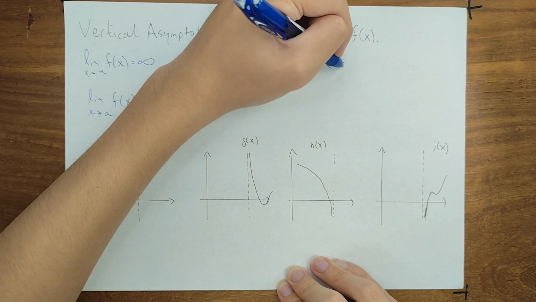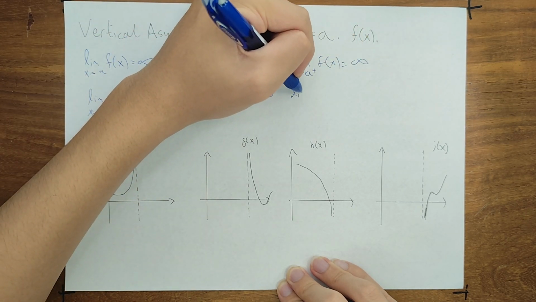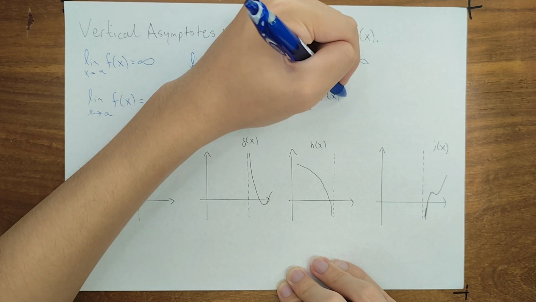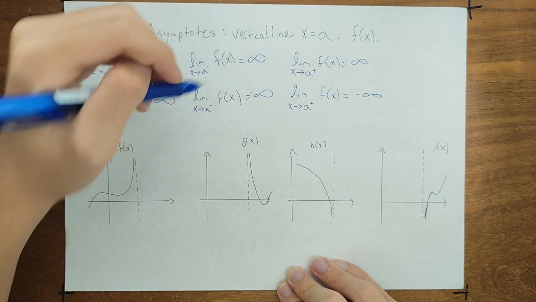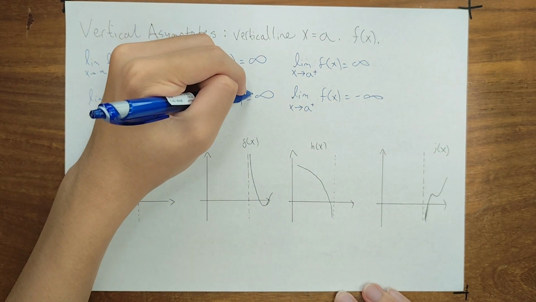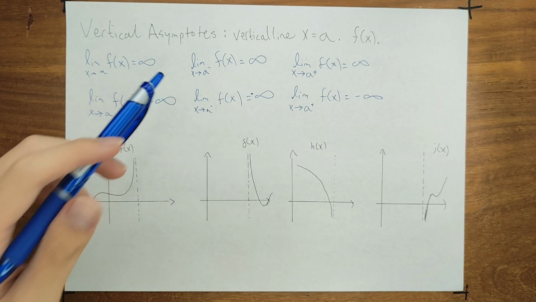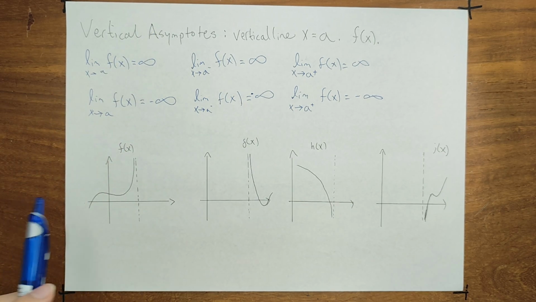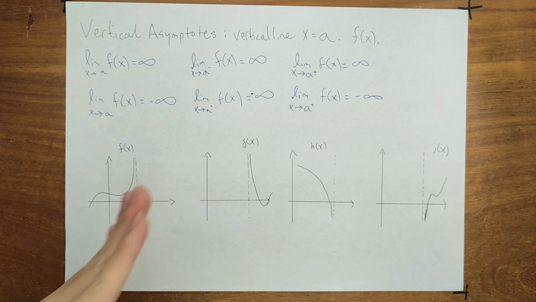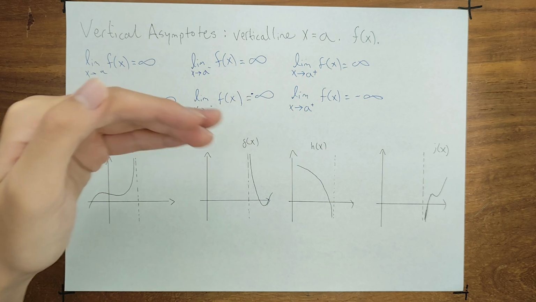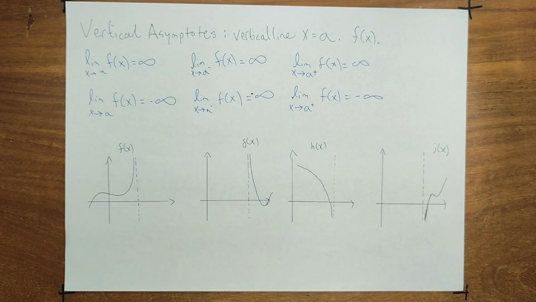Now positive. What this means is that as x approaches a from the left-hand side, only from the left-hand side, it's approaching infinity or negative infinity, then x equals a is a vertical asymptote. The same is true as x approaches from the right-hand side.